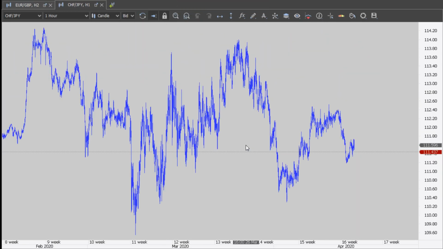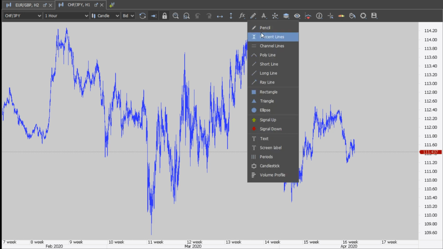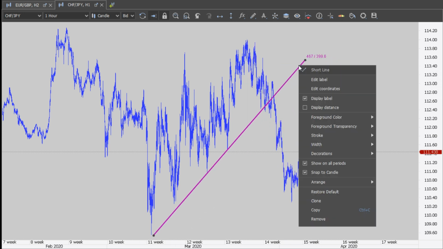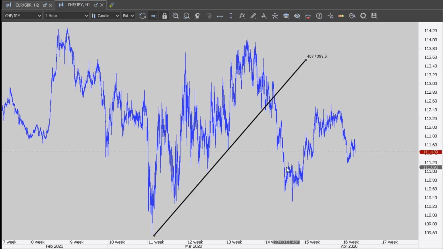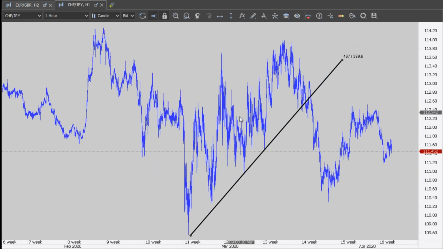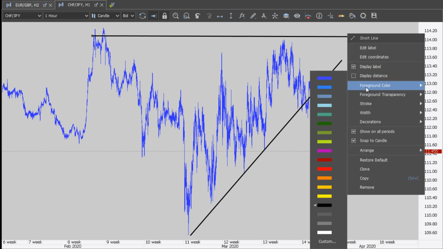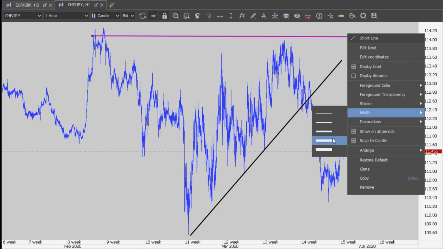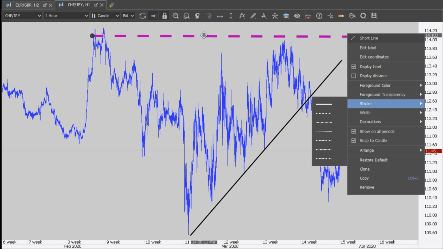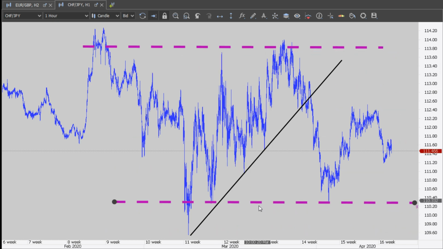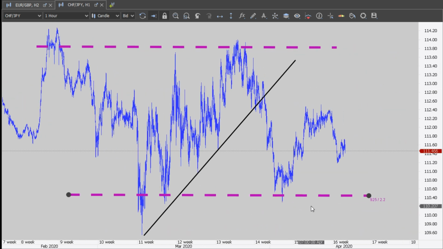CHF JPY, let's compress the chart. What is the market doing? Well, the market was in an uptrend, broke the uptrend line. And maybe the market is locked inside those two bands, just maybe, I don't know. Something like this.